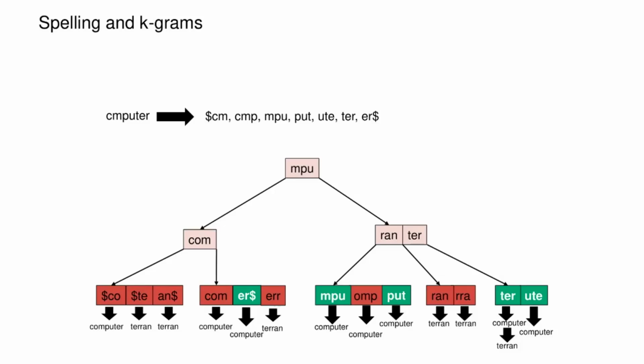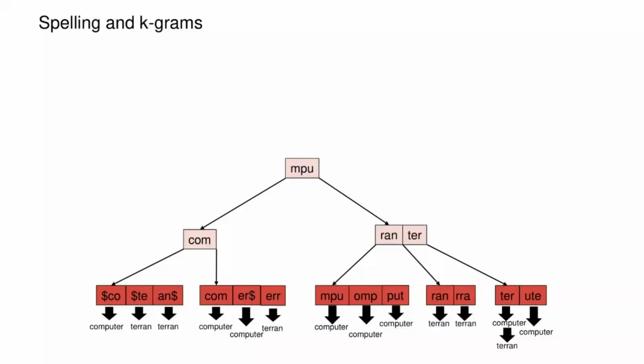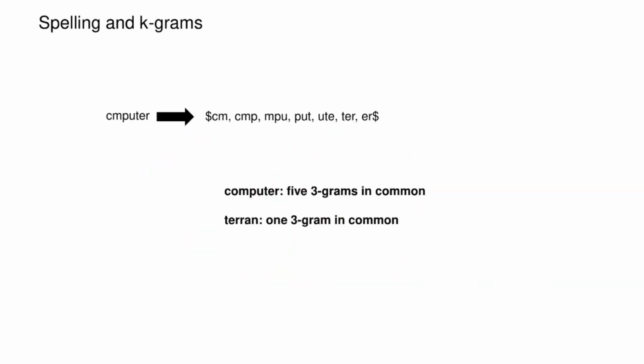So computer, computer, computer, Terran, and computer. All right. And so these are our candidates. All of the words that contain these k-grams are potential viable candidates for spelling corrections. And we can take these and do the comparison like this, with these diagrams. If we do the comparison with computer, we will find that they have 5 3-grams in common. I've already shown you the Venn diagram for that one. And for Terran, they have 1 3-gram in common. That is the TER, right?